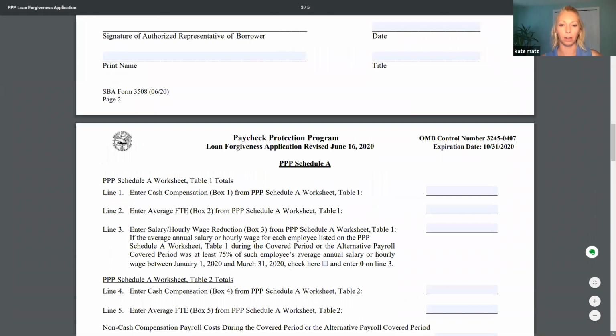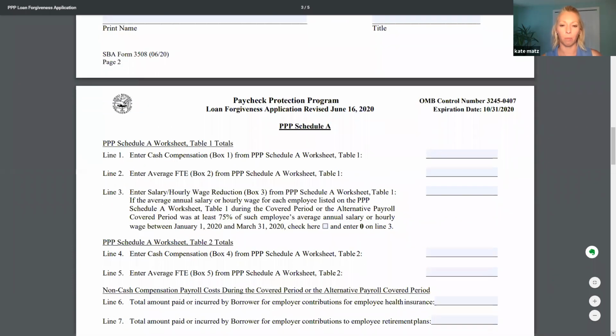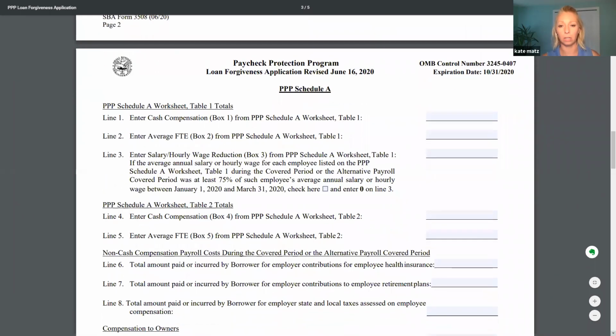Page 3 then is where we really start having some differences compared to the easy application. So the easy application, those first 2 pages look pretty much the same, just a couple of additional lines on this full form. But these next few pages are not included in the easy application at all. So this is kind of what makes the full form the full form.